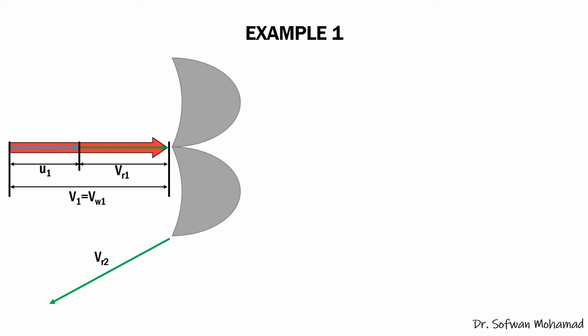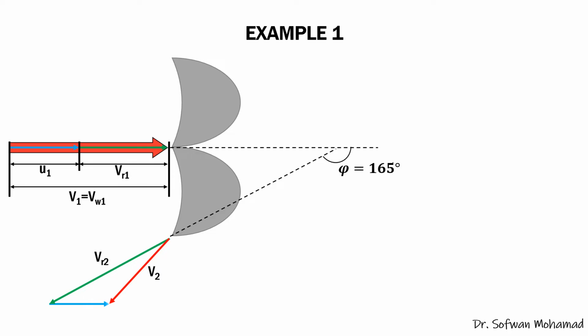And at the outlet, is VR2 come out from the bucket with angle of deflection phi equal 165 degrees, and V2, U2, which is equal U1, and VW2 and VF2, and the angle between V2 and VW2 is alpha 1, and the angle between VR2 and U2 is beta 1, also known as the blade angle.